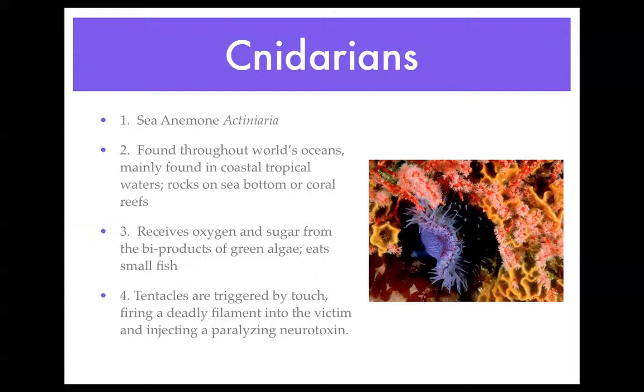I chose sea anemone, or Actiniaria, as a good example of a cnidarian. They're found throughout all the world's oceans, but they're mostly found in coastal tropical waters, and they usually attach themselves on the rocks on the sea bottom or on coral reefs, and they usually feed off of green algae or small fish, and they also receive the byproducts of oxygen and sulfur from these green algae.